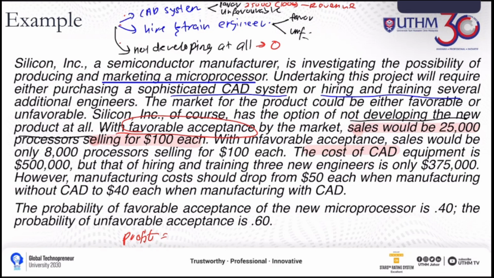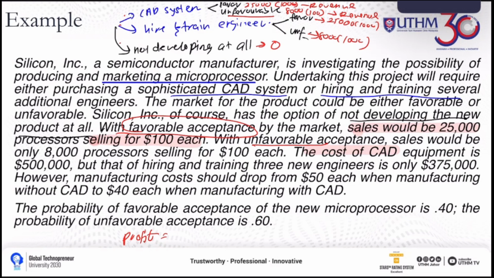And then we have unfavorable. So if the market is unfavorable, your sale would be 8,000 only, with the selling price the same, 100. So that is the revenue under unfavorable. The same goes for the other option, favorable and unfavorable. For the revenue, they are the same. And also unfavorable. So you need to see what else.